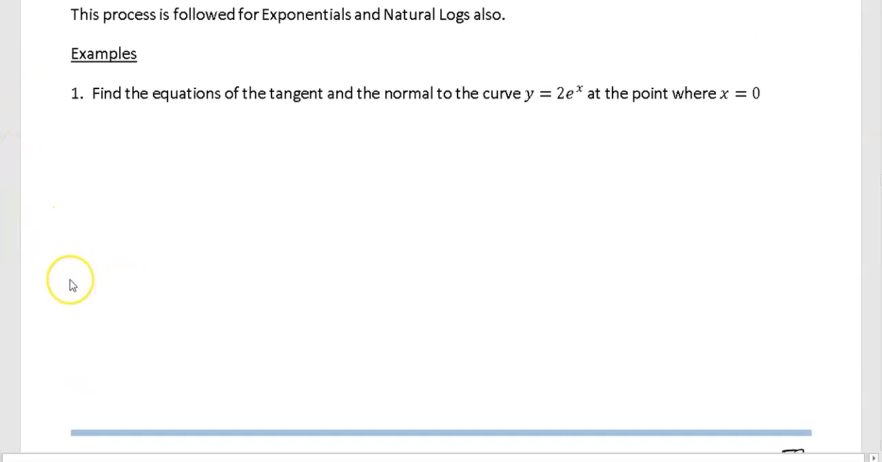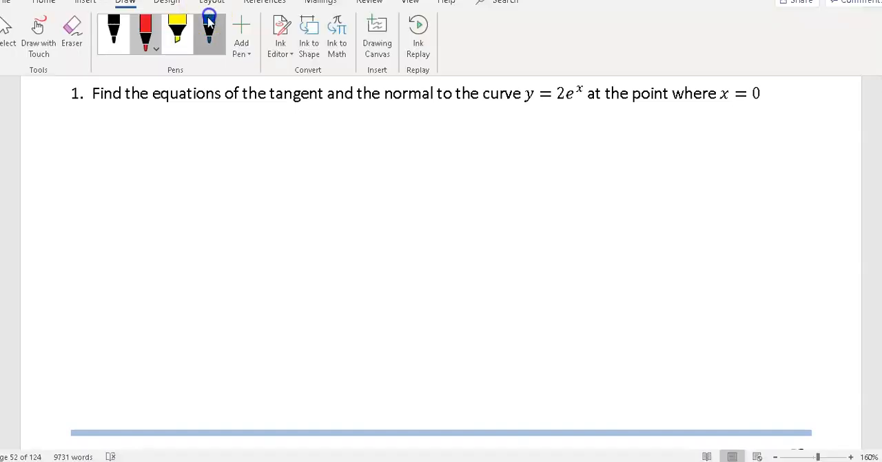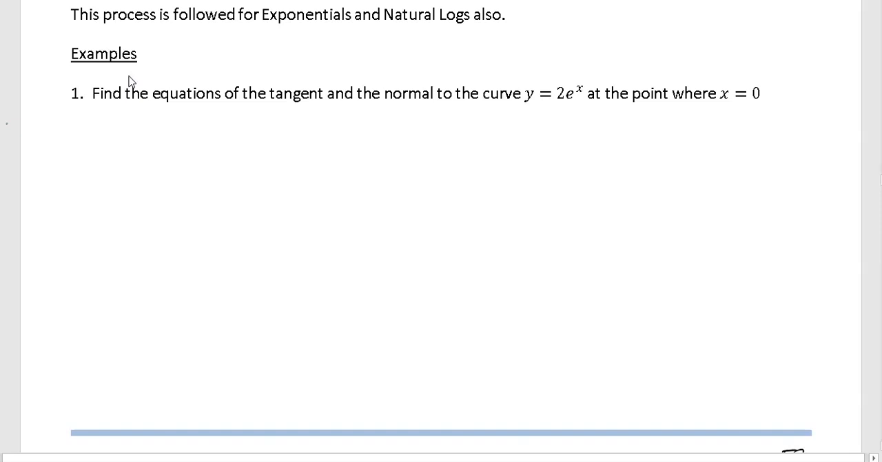So in this first example it says find the equation of the tangent and the normal to the curve y is equal to e to the 2x at the point where x equals 0. So first thing we're going to do is get a blue pen, and then we are going to just get started. So if you see tangent, normal, gradient, any of these things, you're going to be thinking dy by dx.